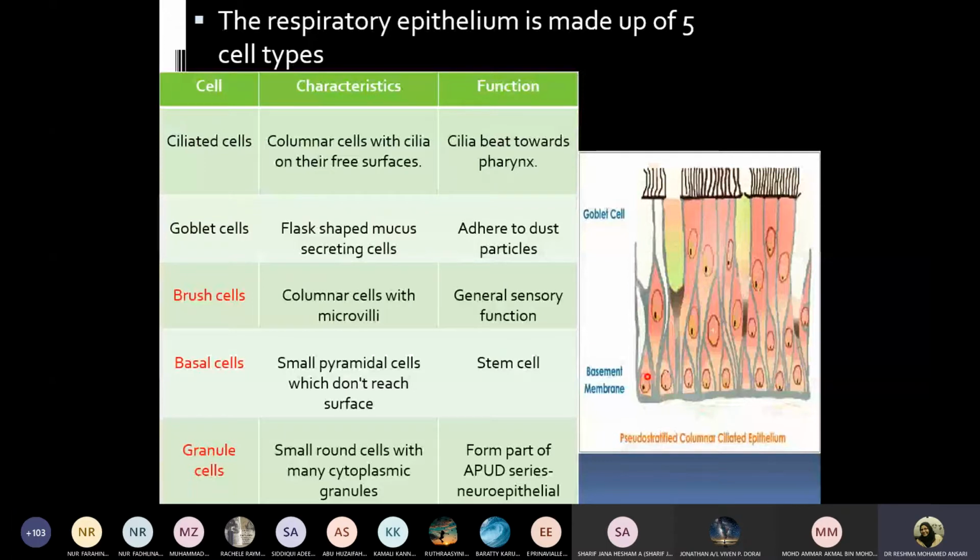They call it APUD cells, APUD. It is called amine precursor uptake decarboxylase cells. Okay, or the other name for it is called Kulchitsky cells. I will talk about it more in the trachea. So since you have different cells of different function and different sizes, the epithelium looks pseudostratified, ciliated columnar epithelium. Clear? Can I continue? Yes. Okay.